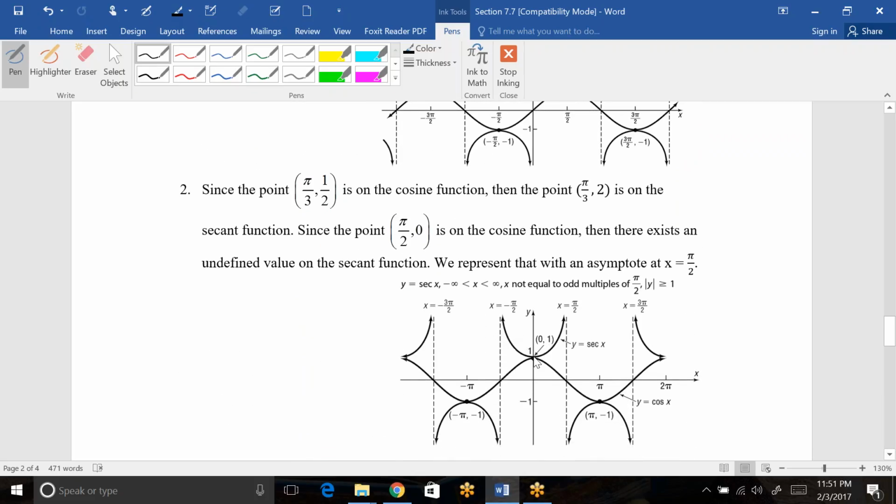Same thing for secant. Secant is related to cosine, so notice we're looking at the cosine wave now. And again, it's just the reciprocal of all those y values, because whatever was the value before, it's 1 over that.